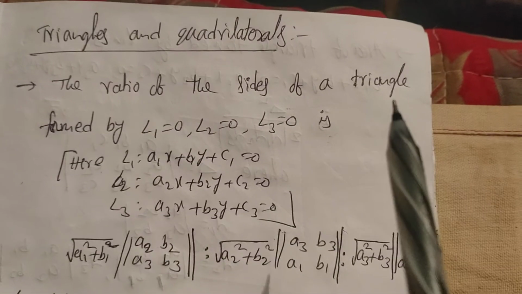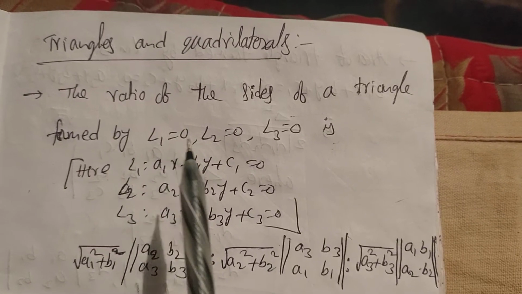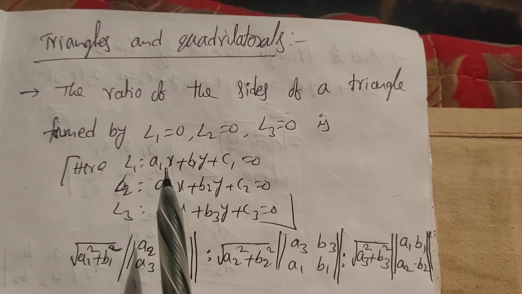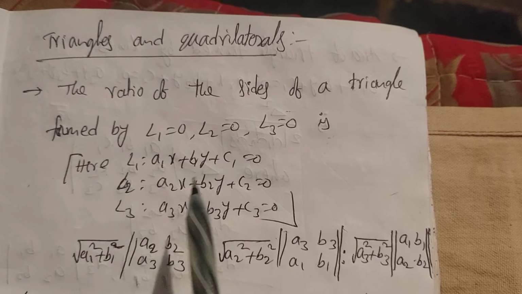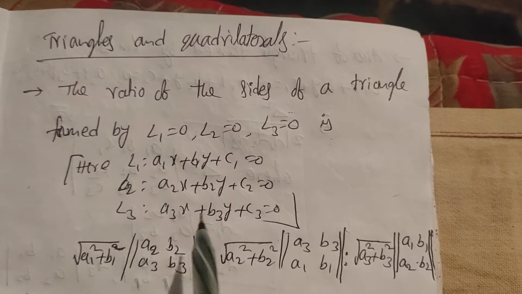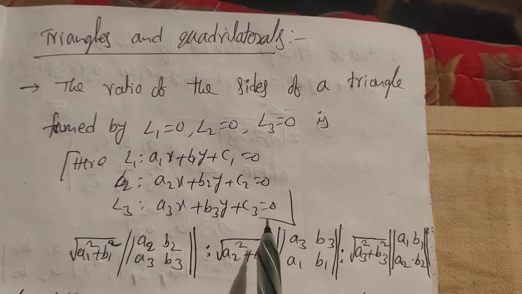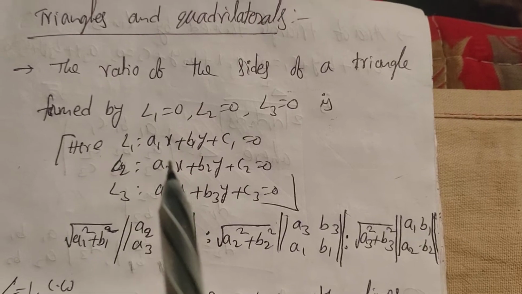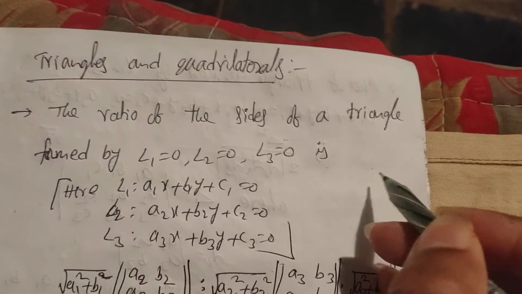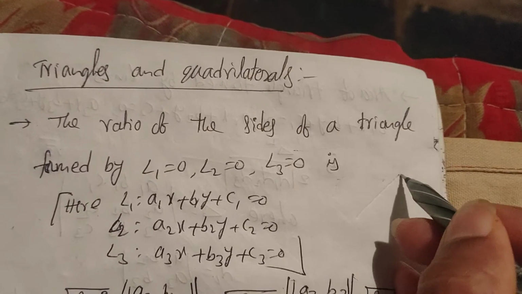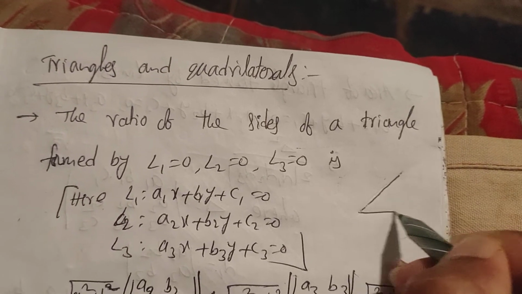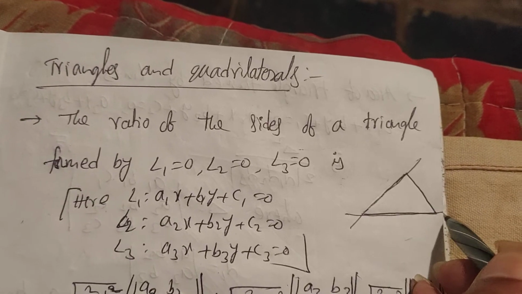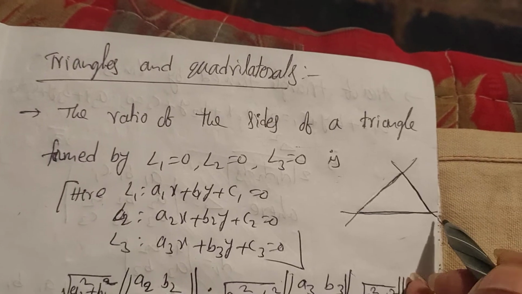The ratio of the sides of a triangle formed by L1 equal to 0, L2 equal to 0, L3 equal to 0. Here L1, L2, L3 are any line equations: a1x plus b1y plus c1 is equal to 0, a2x plus b2y plus c2 is equal to 0, a3x plus b3y plus c3 is equal to 0. Let us consider this is one line L1 equal to 0, this is one more line L2 equal to 0, this is the third line L3 equal to 0.